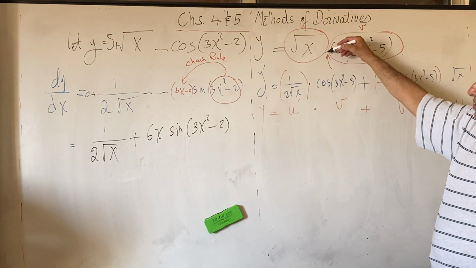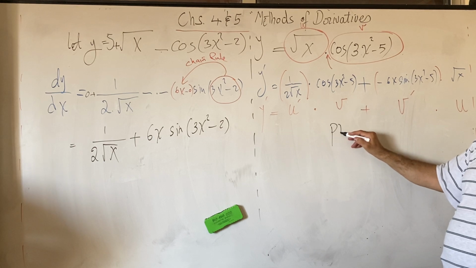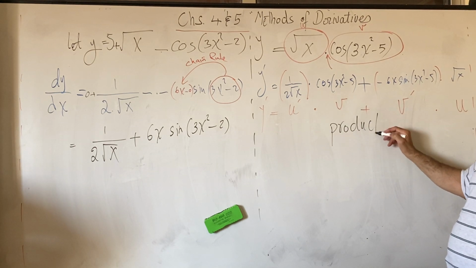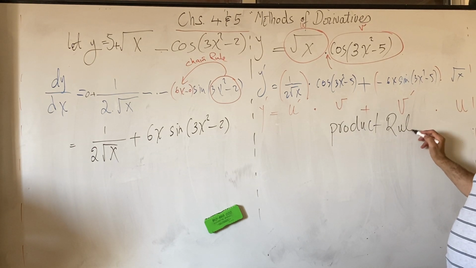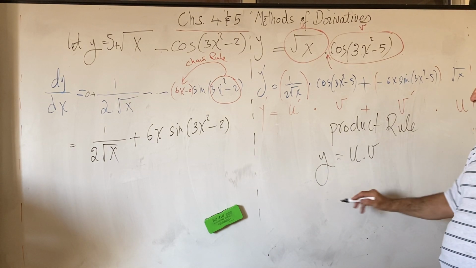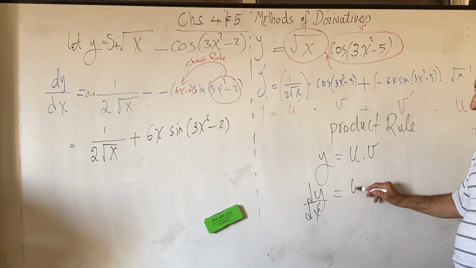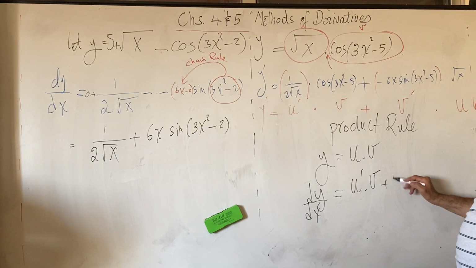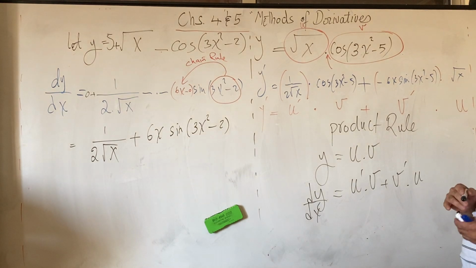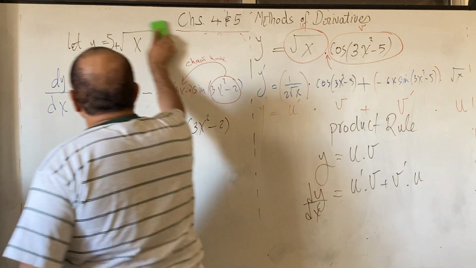When we see two functions multiplied, this is called, in English, using the product rule. And the product rule simply, if y equals u times v, the derivative of y with respect to x is the derivative of the first times the second plus the derivative of the second times the first. That's called the product rule. Let's do one more example.